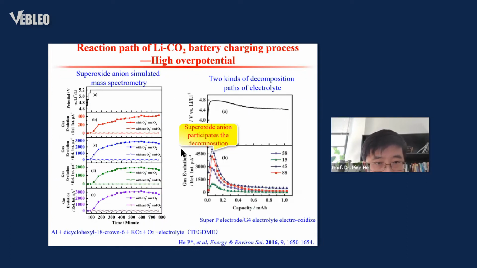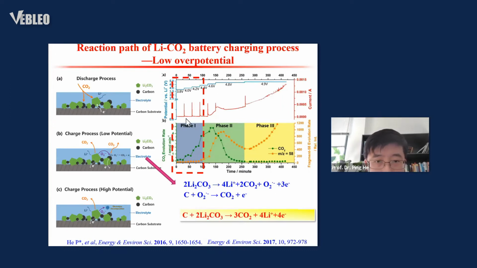So we continue to test the superoxide and oxygen with GC-MS. We can see this GC-MS picture. We can conclude that the G4 electrolyte is oxidized by the superoxide and oxygen. Next we will research these low potentials. At low potentials, the reaction mechanism can be described in these formulas.